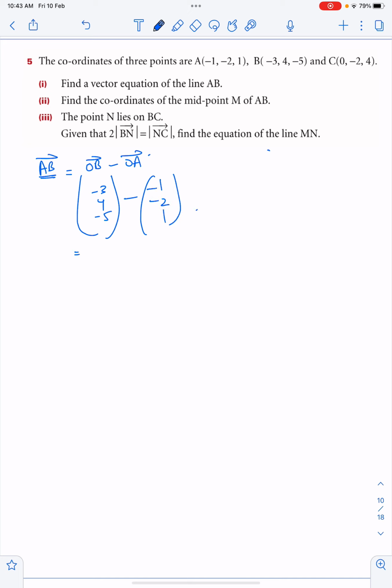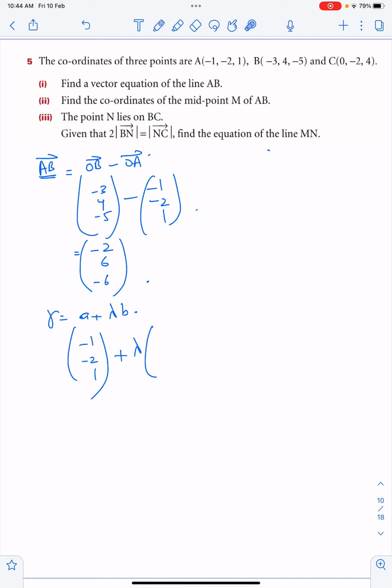Okay, so it's going to be minus 3 plus 1 is minus 2, 4 plus 2 is 6, and minus 5 minus 1 is minus 6. So this is AB. Now r equals a plus lambda times b. For a, you can take any one point out of the two, A or B, so I'm taking A, which is (-1, -2, 1), plus lambda times the direction vector. Okay, the direction vector is given by AB, which is this one.